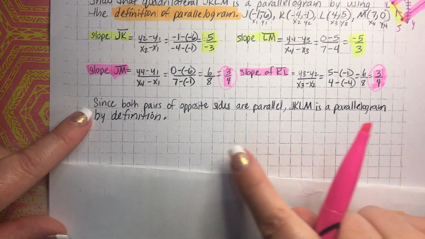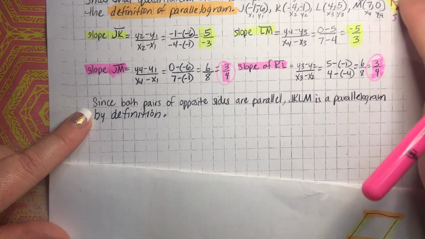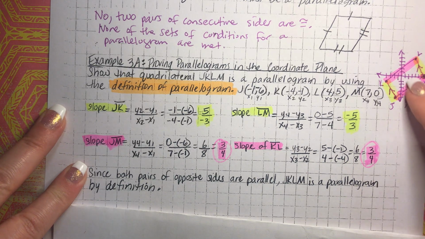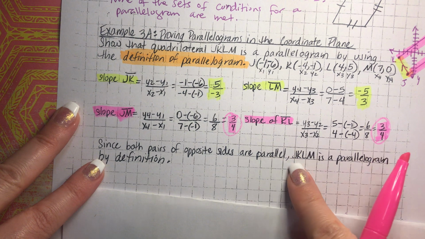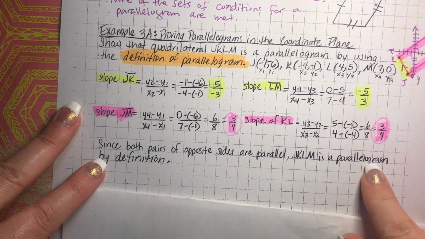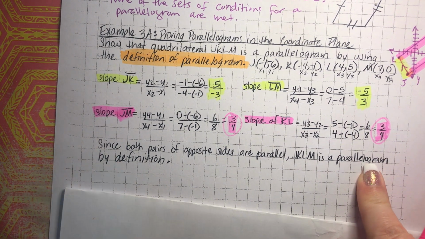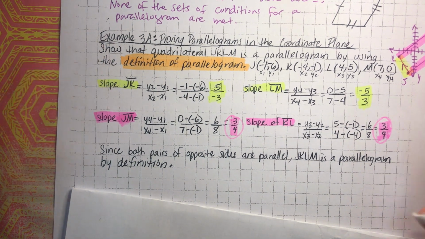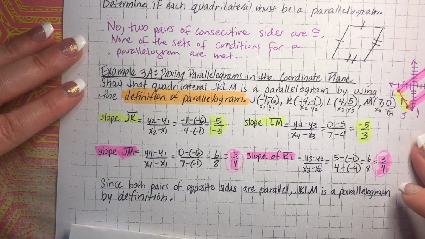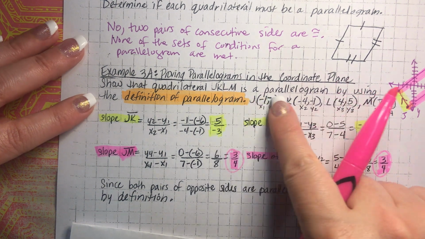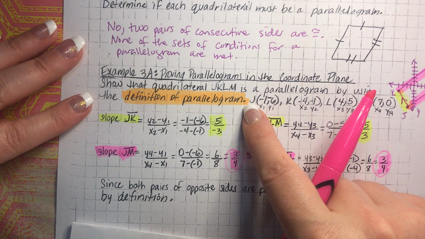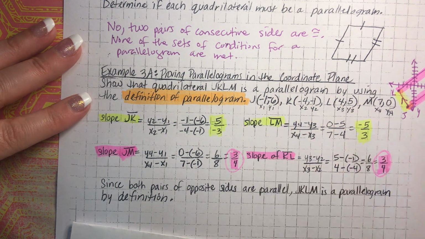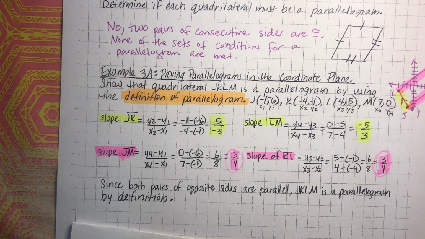Okay, so let's look here. This says since both pairs of opposite sides are parallel, so opposite sides are parallel, both sets. So since both pairs of opposite sides are parallel, JKLM is a parallelogram by definition, the definition of a parallelogram. Okay? So that's how you do it if it's asking you to show that the quadrilateral is a parallelogram by using the definition of a parallelogram. Okay? You would need to do 4 slope formulas. Okay, let's look at the next example.